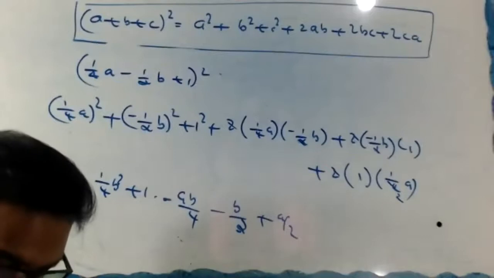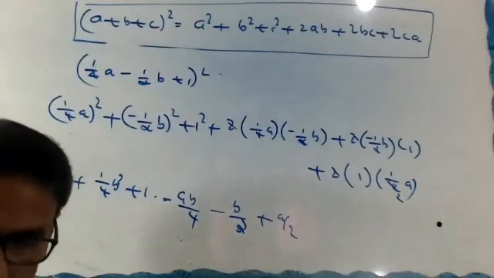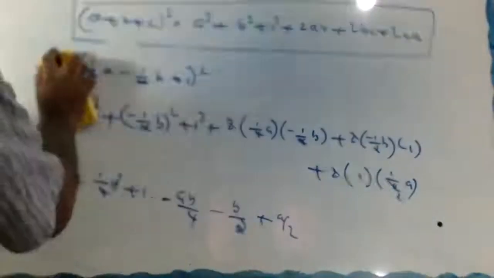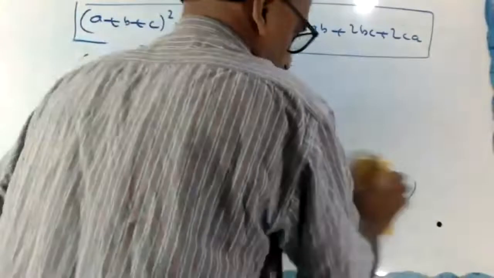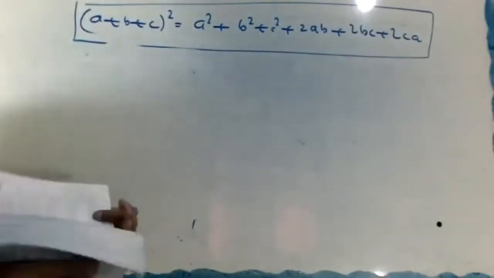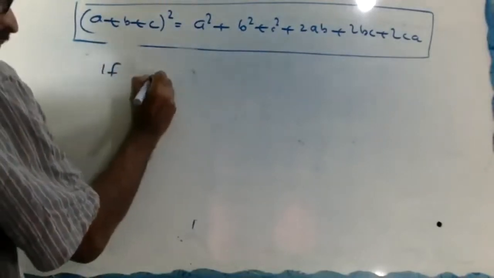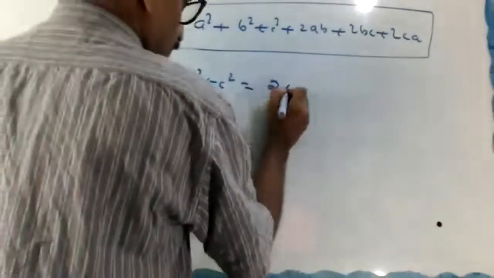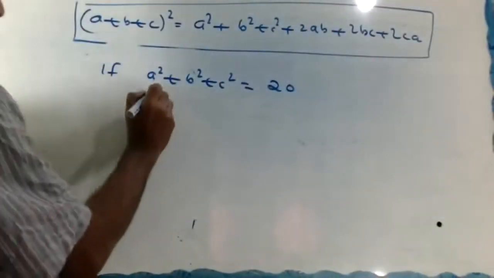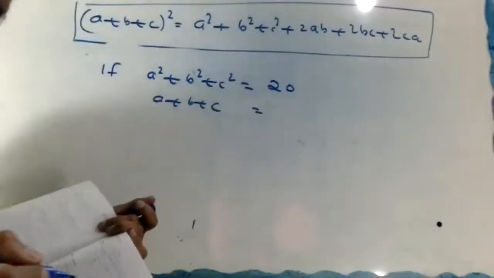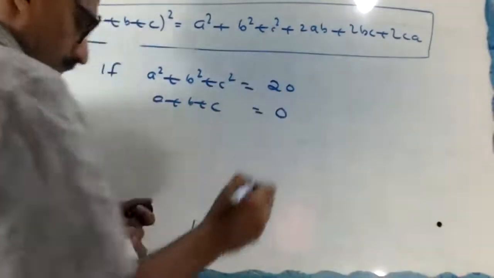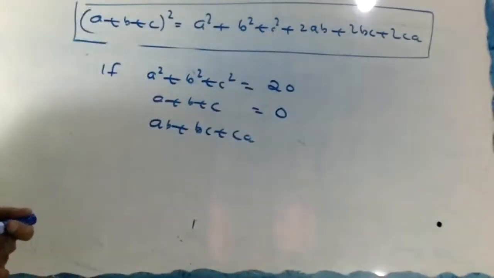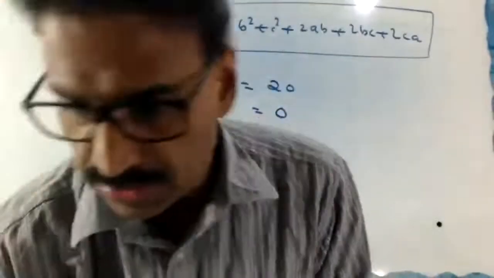Okay, so now some extra work related to this one. Now listen. Now one identity, just learn it now. Don't refer to the reader, okay? If A square plus B square plus C square equals 20, and A plus B plus C equals 0, find AB plus BC plus CA. Okay. Can you try this one?